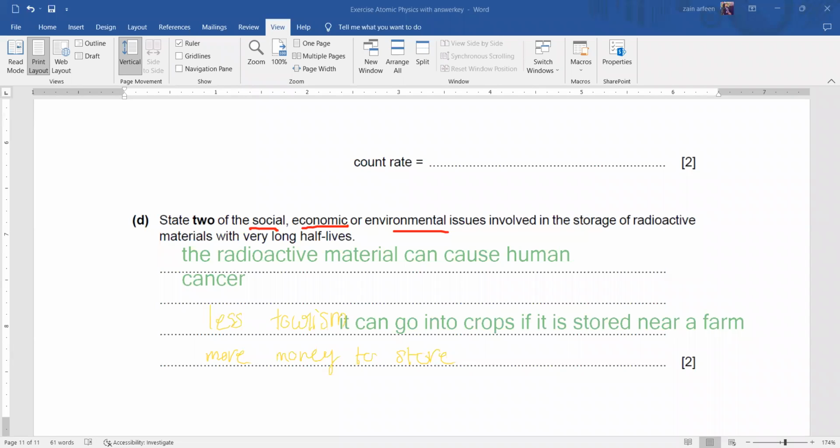And what might be the environmental issues? Environmental issues means it can cause mutation in crops, or it can pollute the environment, for example it can leak into the water supply. It may also make other things radioactive. So variable answers are possible for this; it's up to you what you want to write.